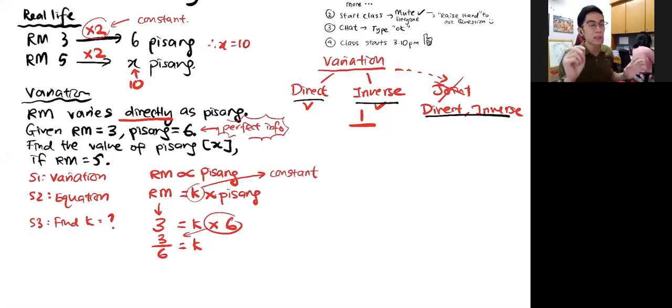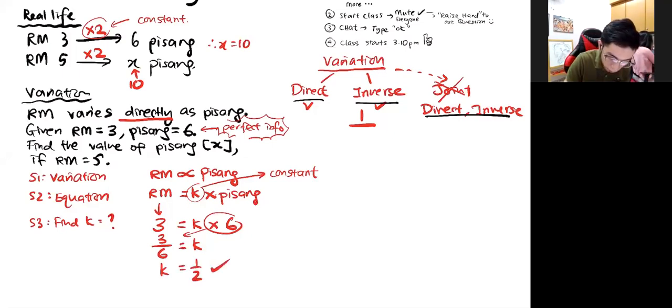If your K answer is 1 over 3, then your decimal will be 0.3333333, cannot stop. So for certain cases it is okay to write decimal. Like for this case, 0.5 is fine. But if you get 0.3 recurring, then it is better to use a fraction. So now I get my K answer already. K is 1 over 2. Fantastic. So now the benefit of using variation comes in.